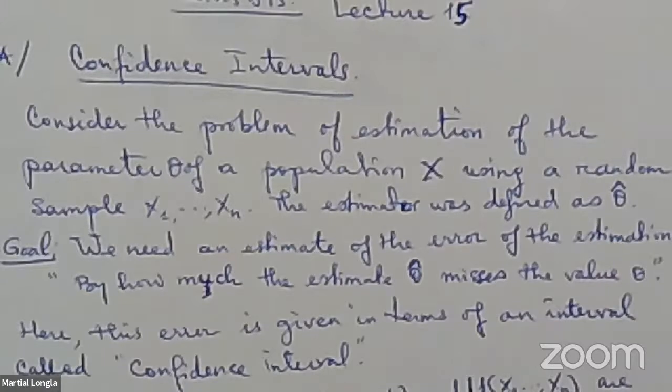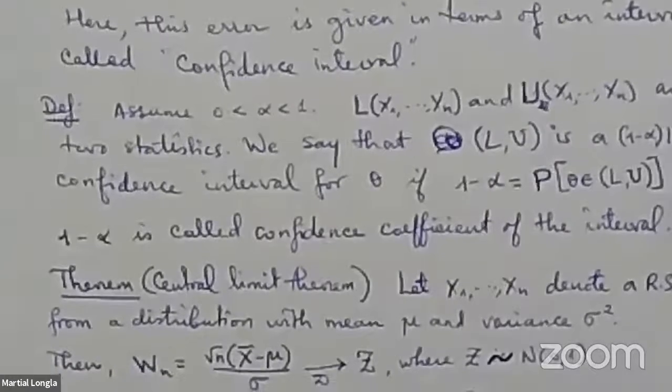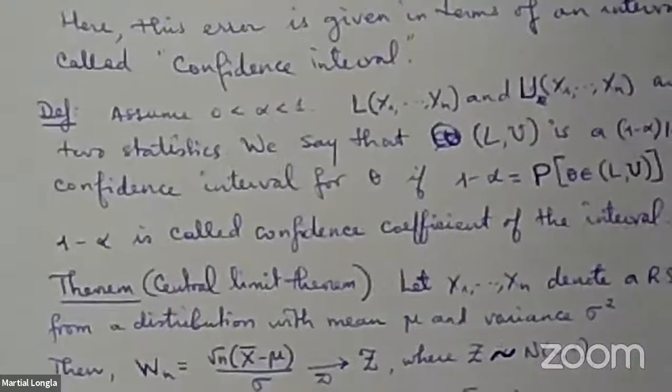So one way of answering that question is to build a confidence interval. A confidence interval that will tell you that with probability, maybe 95%, the true value theta that you're trying to estimate is going to be inside the interval that you build. Okay. And how do we build such an interval?